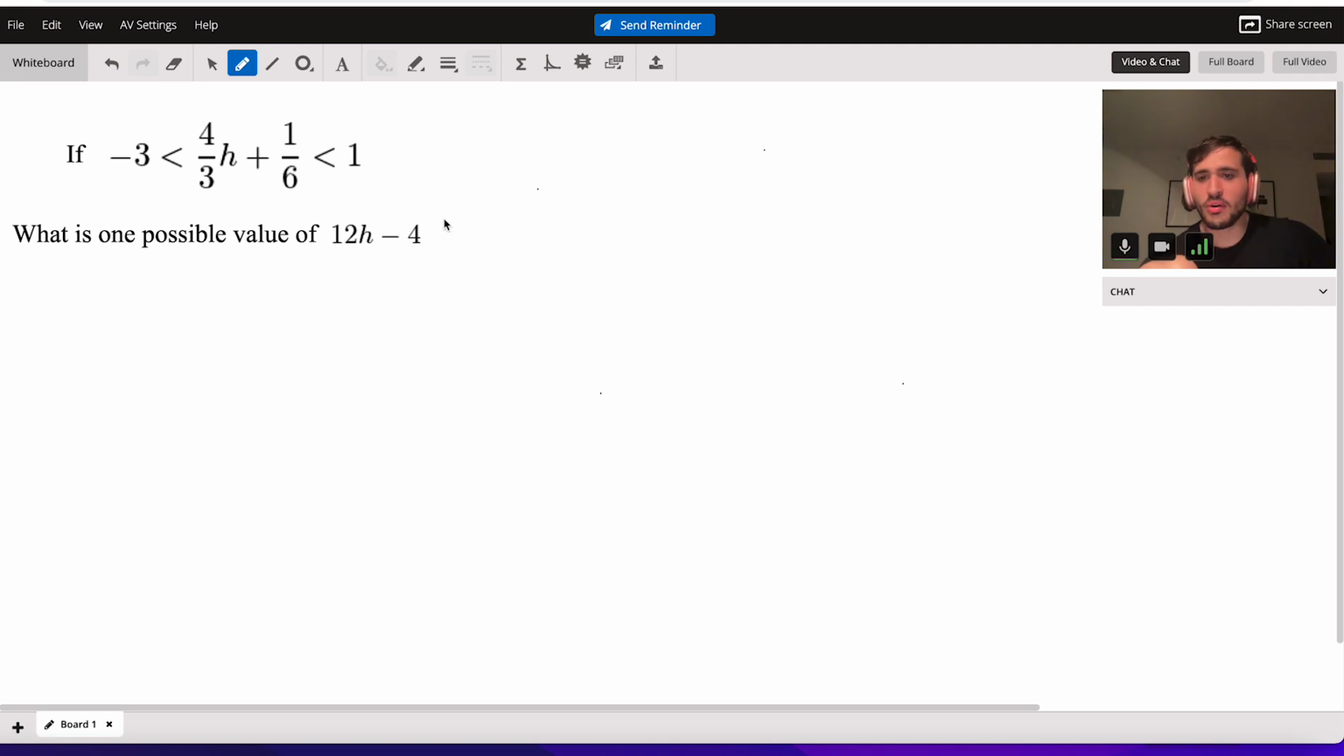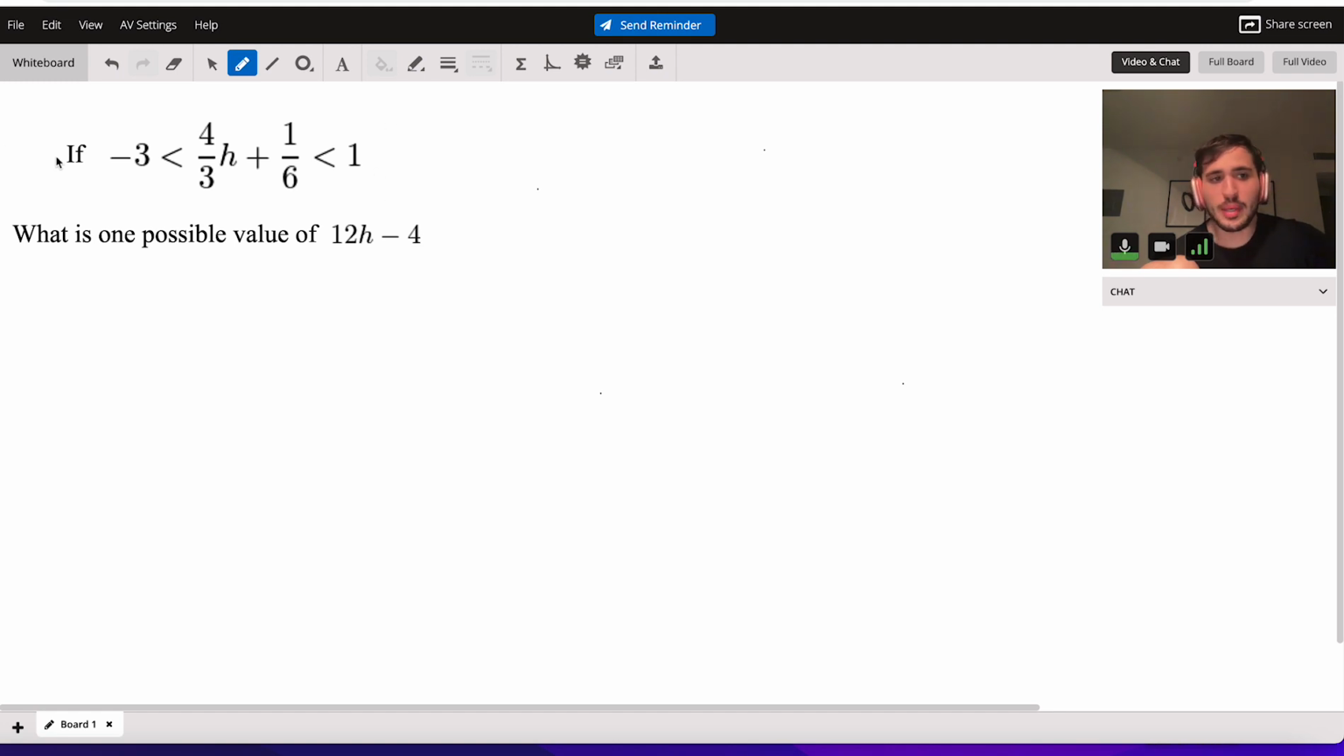So, they're giving us an expression. On the SAT, if they give you the value of an expression, they're asking for the value of that expression, and they give you an equation or an inequality, the likelihood that you need to manipulate the first equation that they give you is extremely high. So let's start by manipulating what we currently have so that it can look like 12h minus 4. And I'll show you exactly how.